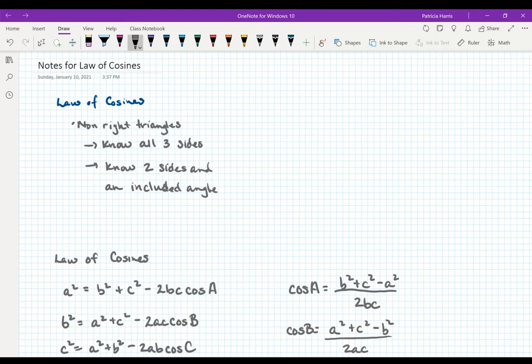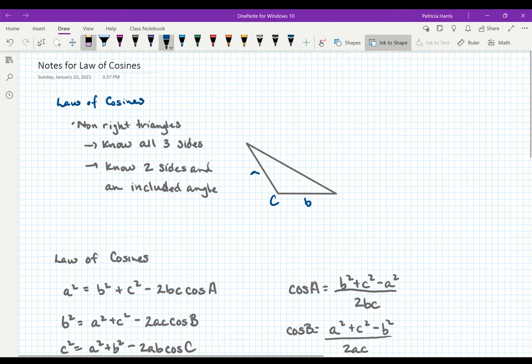Okay, so when we say included angle, think of, if you remember from Math 2, side angle side, where you know this side, and this angle. Okay, all three sides is side, side, side.